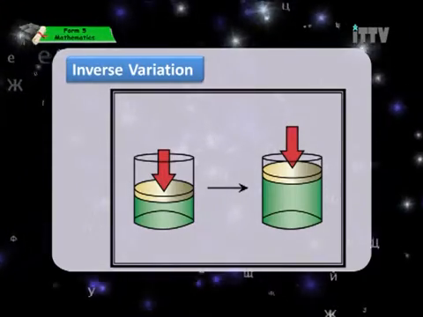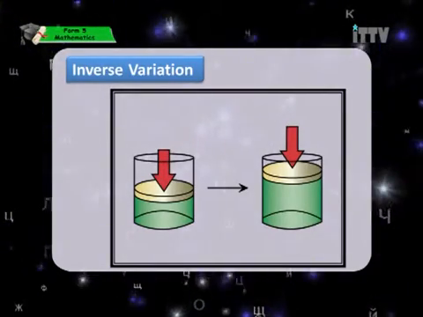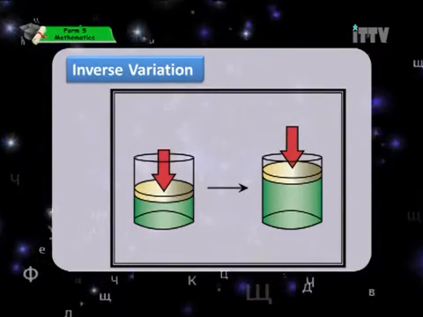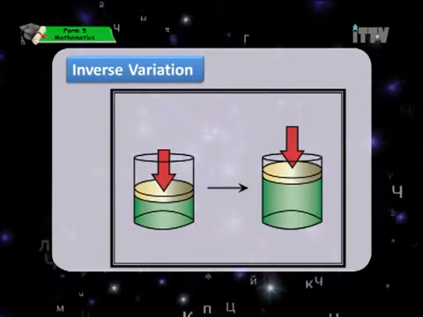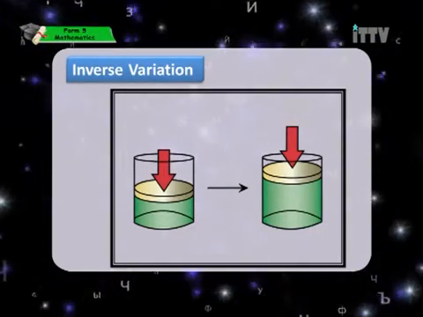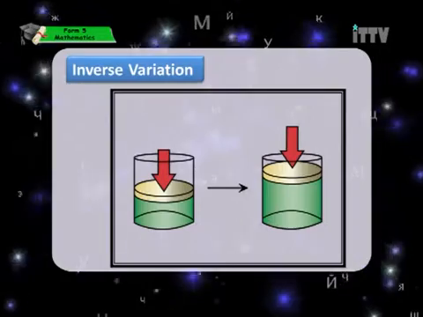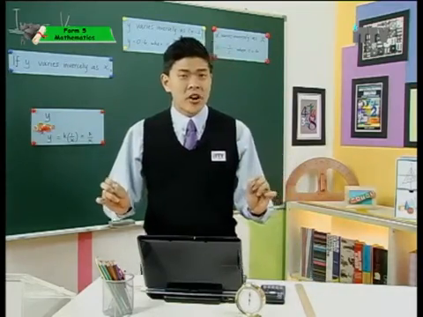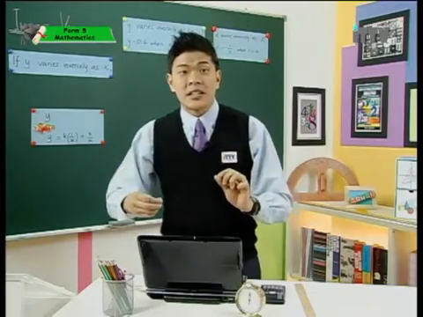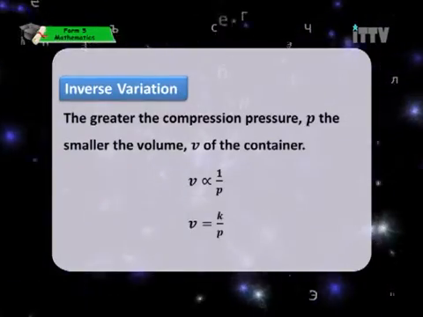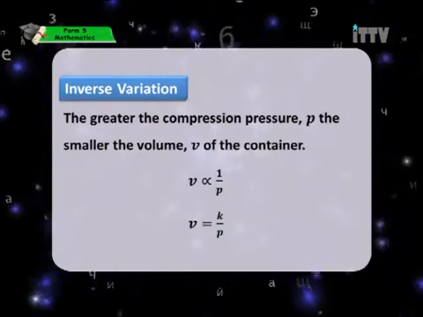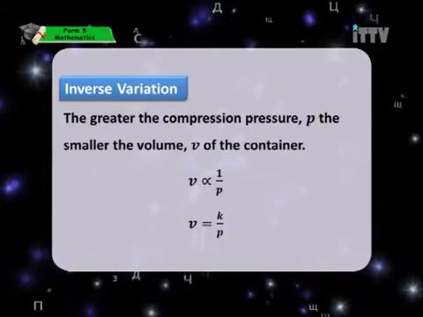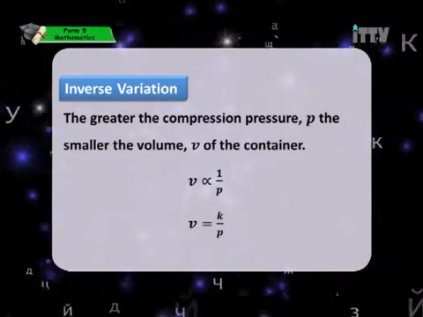So now let's take a look at another example. Alright, what can we see here? There are 2 containers, right? And what does the arrow pointing downwards represent? So take a look at the first one. I can guess that it is compression. So the first one, more compression. Next one, less compression. So remember, inverse variation, 2 variables are still involved, but the pattern is now in the opposite direction. The greater the compression pressure, P, the smaller the volume, V, of the container. So V varies inversely as P.